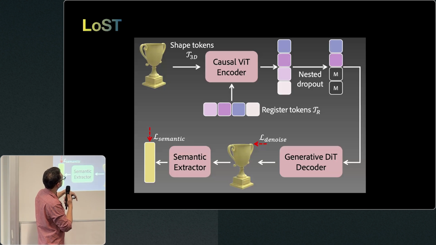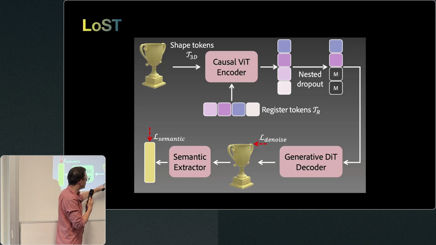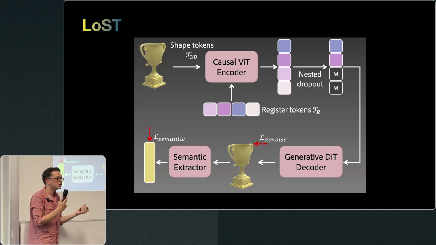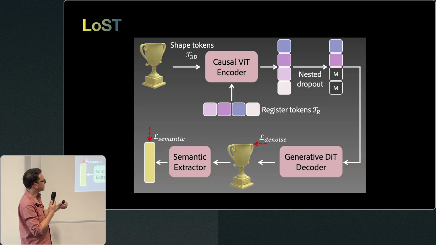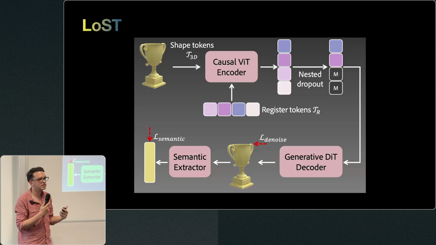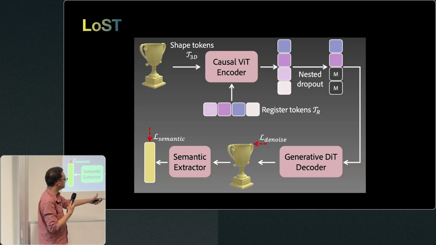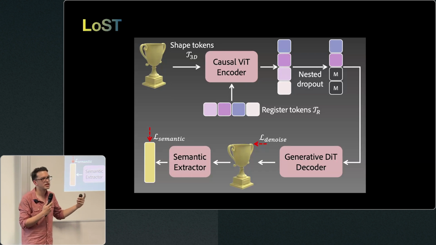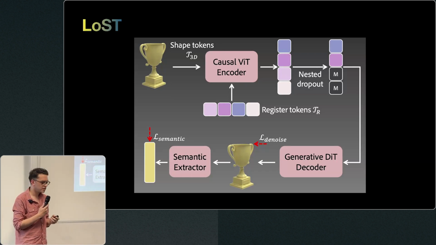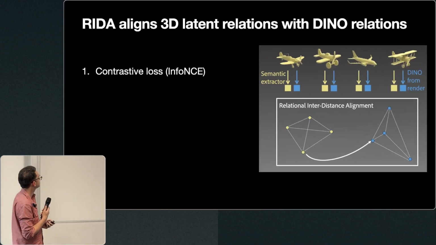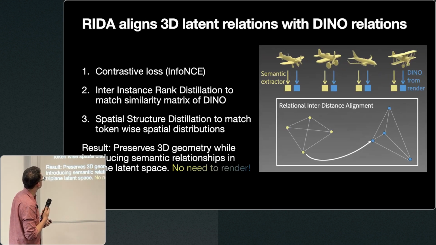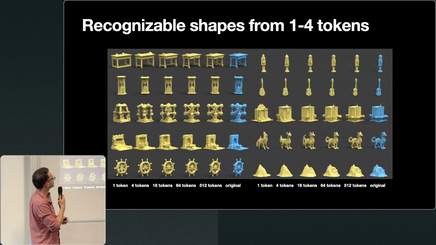So the next time when you're trying to generate a trophy over here and it matches the general category of trophies, it should say that yes, this is a success. And the thing is that because this network was trained completely in the 3D latent space, we no longer need to render anymore. And this makes the training orders of magnitude faster. And now, once this network is trained, we can start generating shapes.